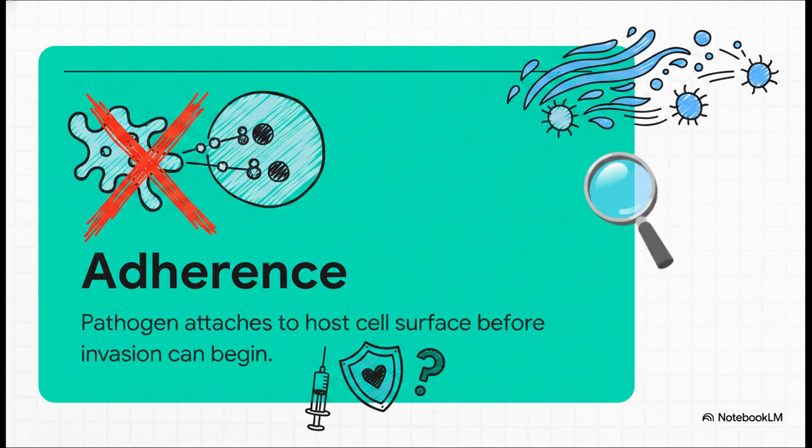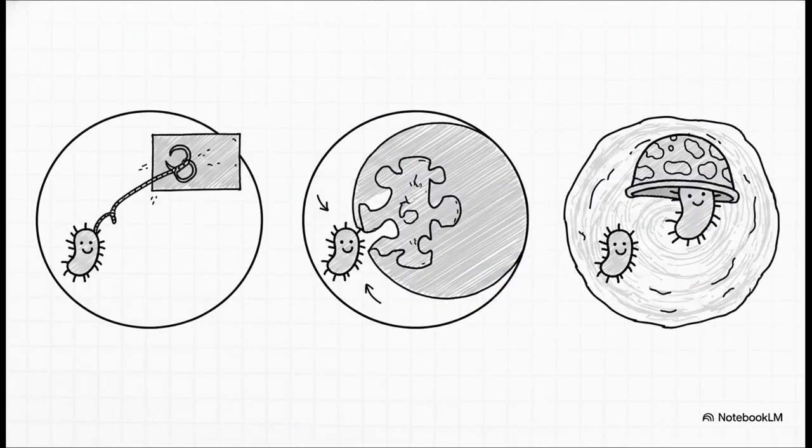The invaders are basically standing in a rushing river of bodily fluids, and they absolutely have to drop an anchor. We call this adherence. It's that crucial first step where a pathogen attaches to a host cell surface before the real invasion can even start. Without adherence, the microbe is basically just a tourist passing through. It's going to get swiftly washed away by the body's natural flushing systems, urine, mucus, saliva, and tears. So adherence is literally life or death for a microbe. Actually, if medical science could completely block this adhesion process, we could probably prevent a ton of infections from ever happening.